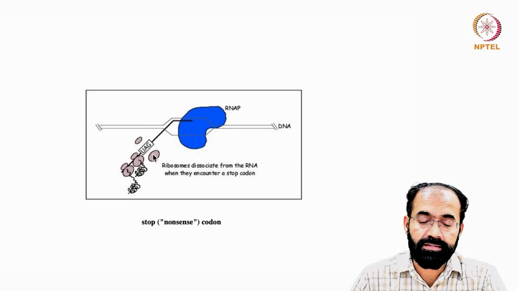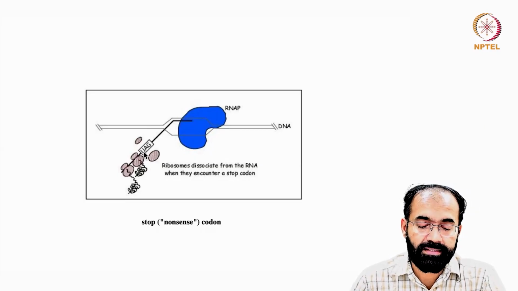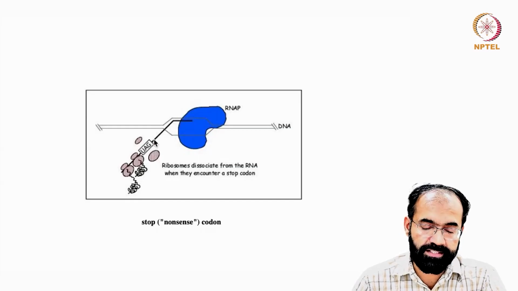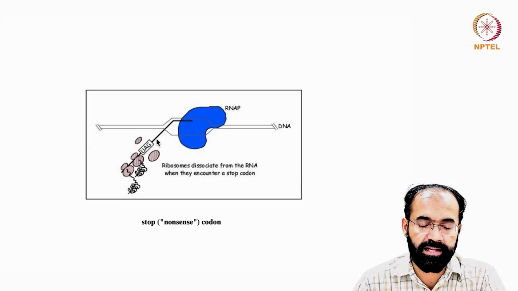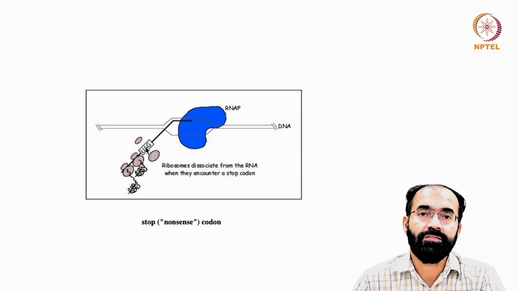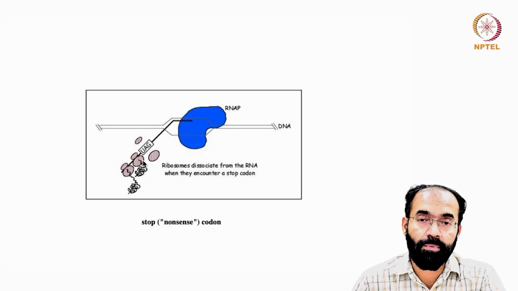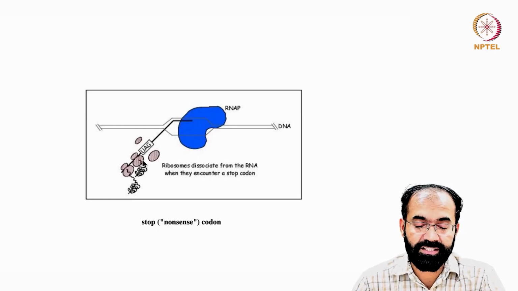So this will continue until the stop codon: UAA, UAG, UGA. These are the stop codons. Any one is enough. Not all three are necessary in a given gene. As soon as a stop codon is reached, the ribosomes will disassemble and the protein will come out of this translational machinery.